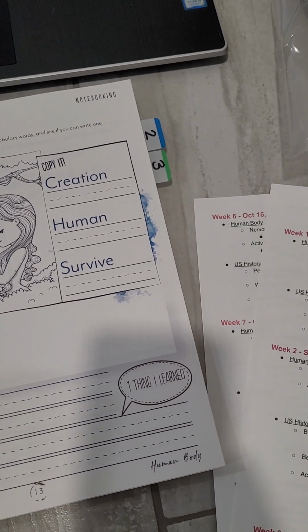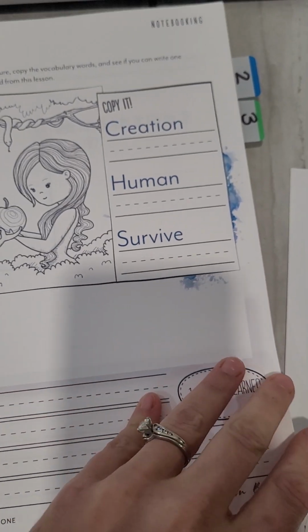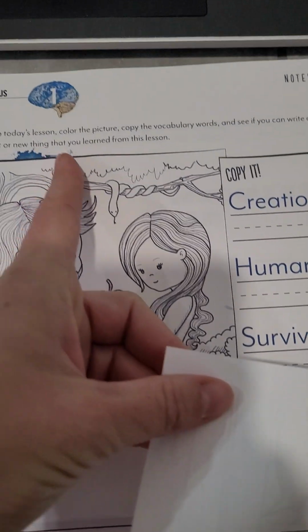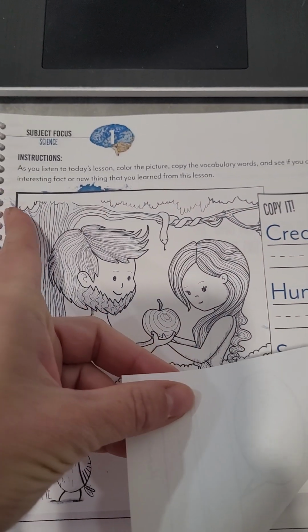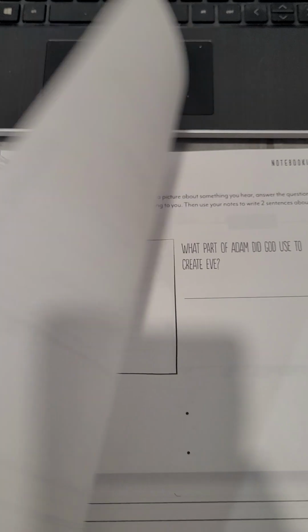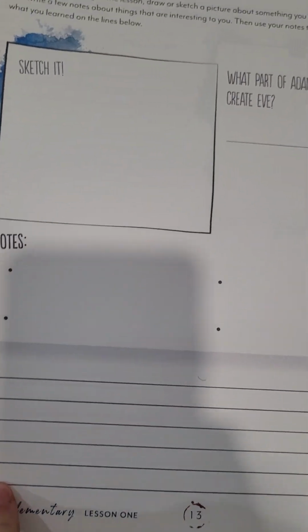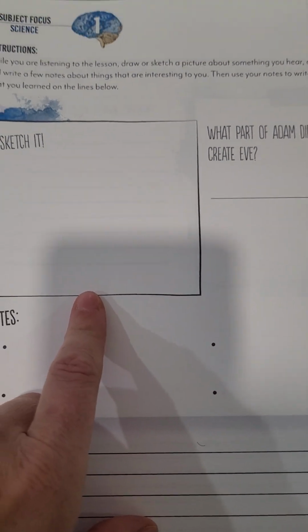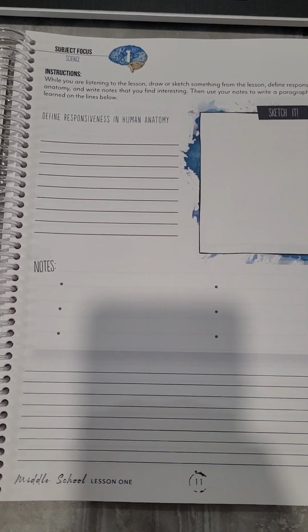So I think those were exactly the same, a little bit different with the trace it, copy it. But it's just saying, as you listen to today's lesson, color the picture, copy the vocabulary words, and see if you can write an interesting fact or something that you've learned. Okay, so now we're to upper elementary. So you can see it's a little bit harder. And then now we're at middle school.